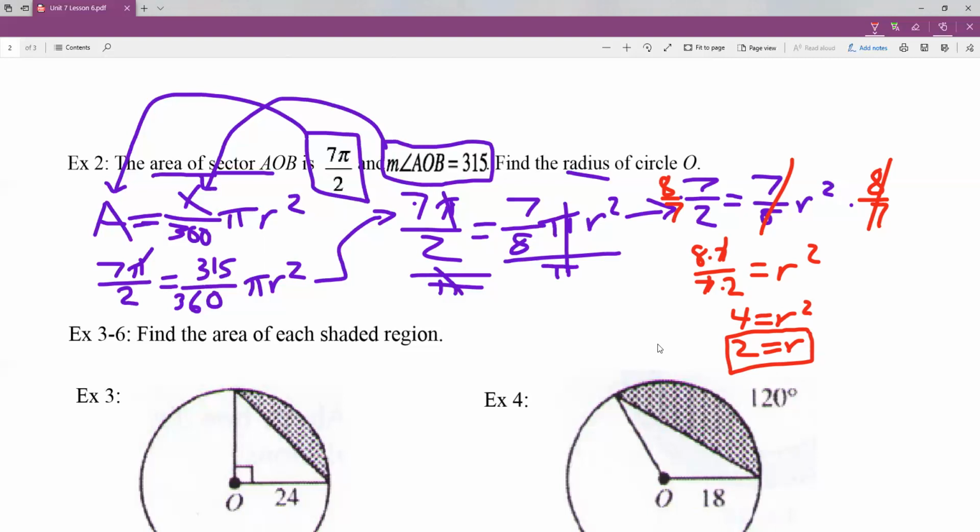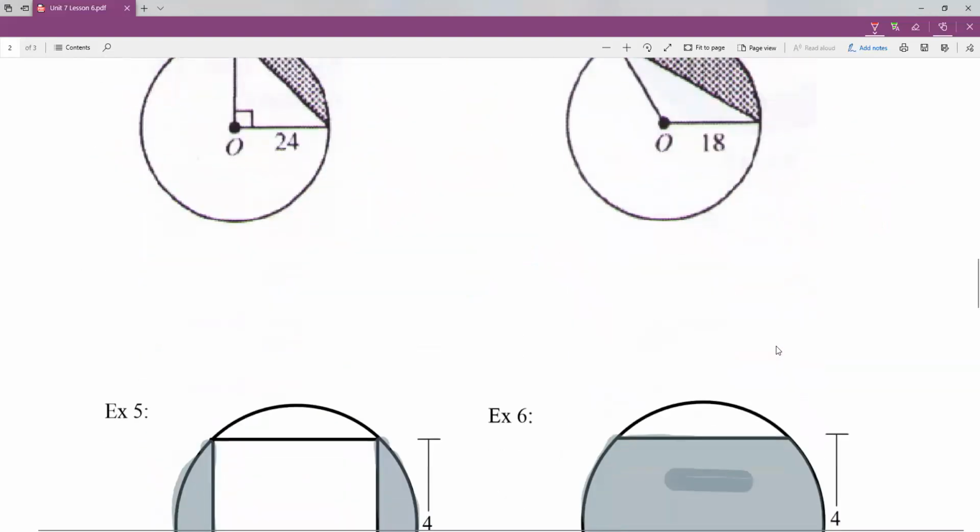So how come we didn't include the negative? How come we didn't include -2 here? Well, it doesn't really make sense for the radius of a circle to be negative since it's a length, so we keep it positive.